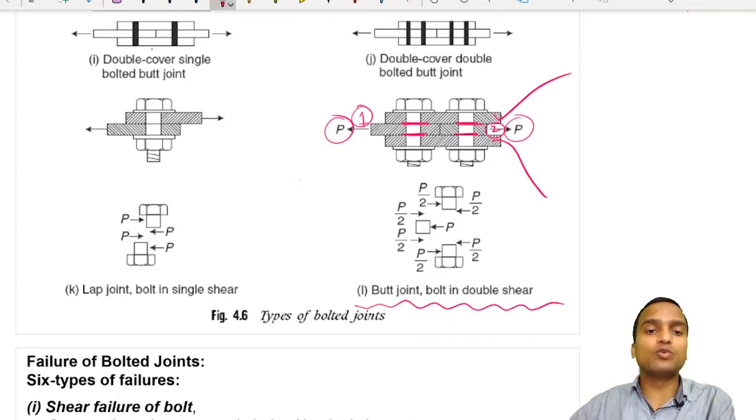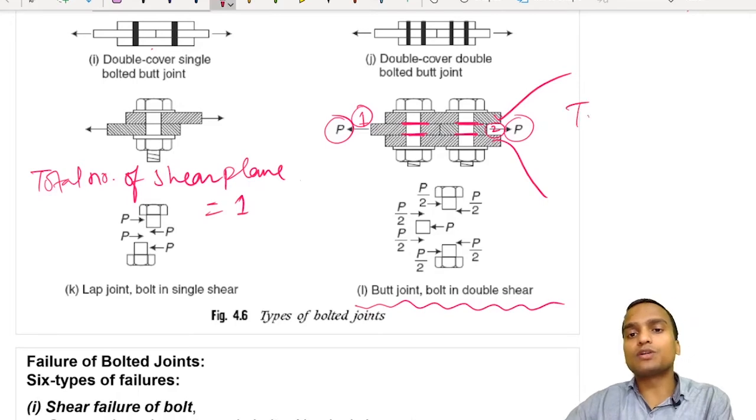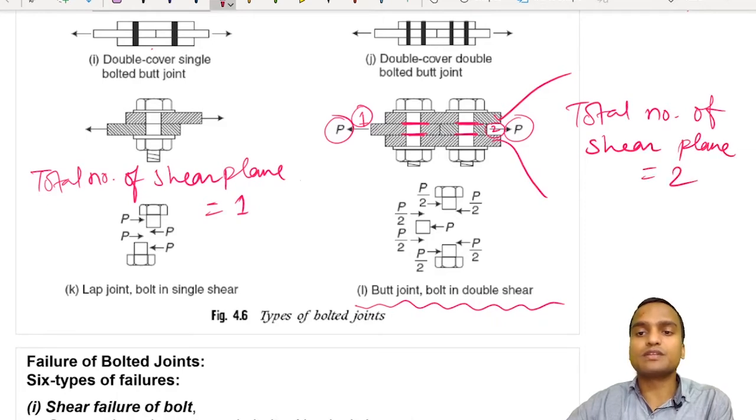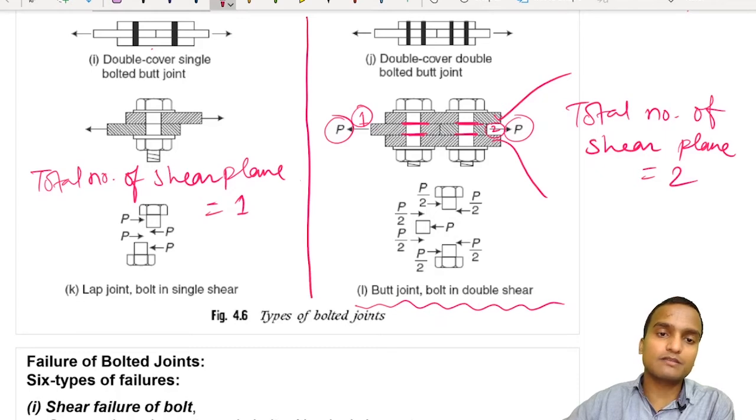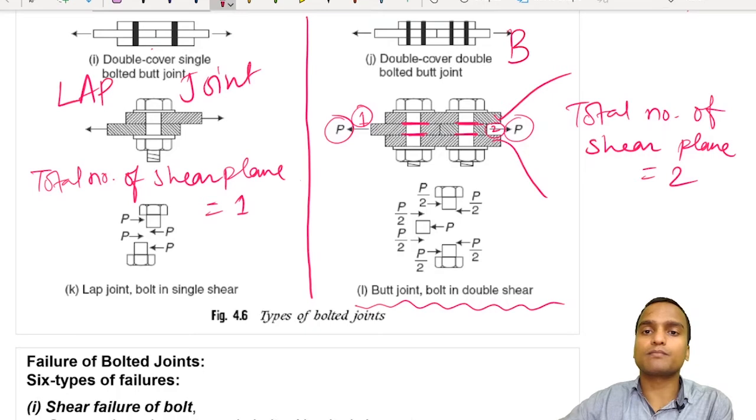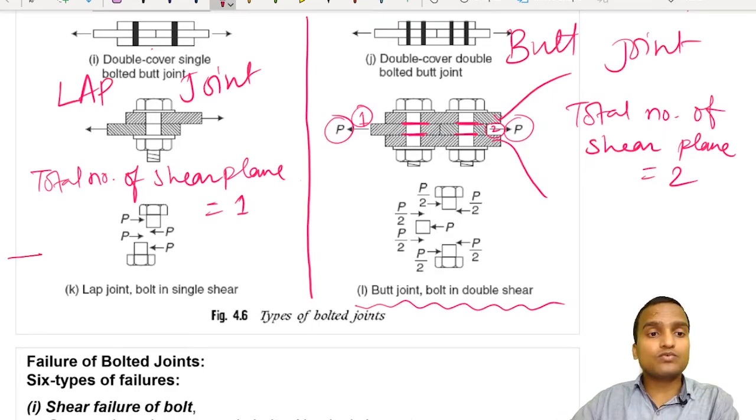So now we can conclude that the total number of shear planes in case of a lap joint is equal to 1, whereas the total number of shear planes in case of a butt joint is equal to 2. Is it clear? I am demarcating this boundary for lap joint and butt joint. Okay, so in case of a lap joint, these two conditions are possible. When we use net area, then we have to put gross area equal to 0.